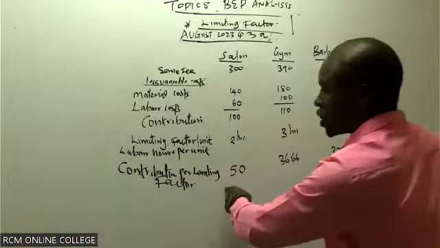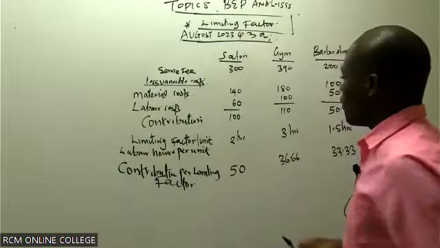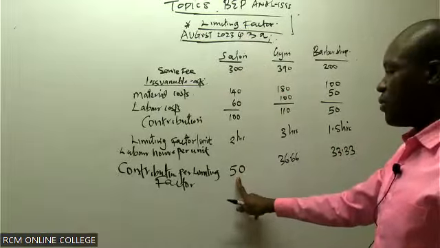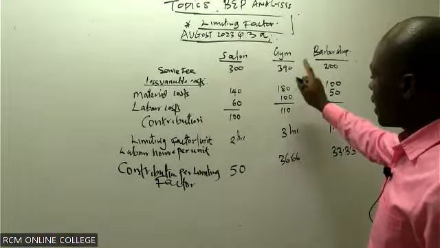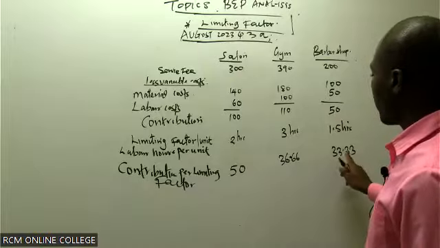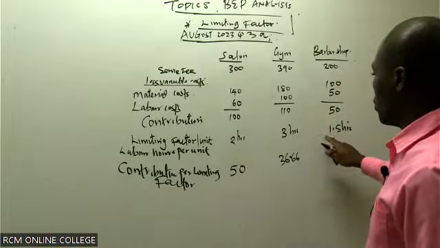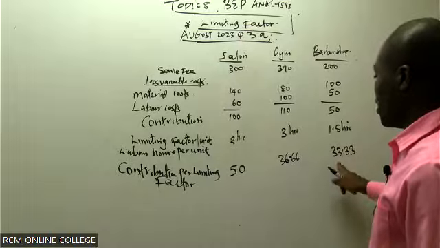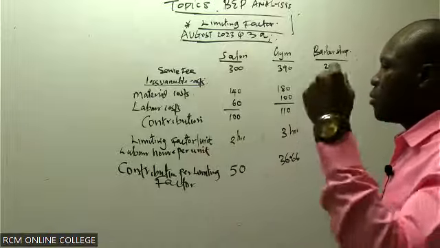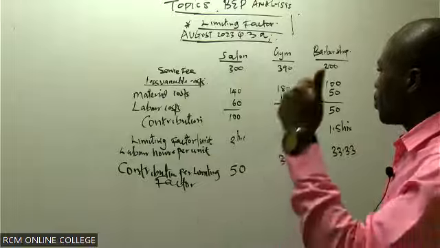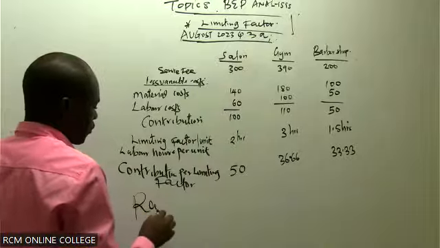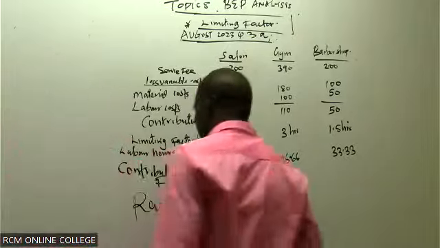So that is the contribution per limiting factor. For every 1 hour I'm going to use under salon, I will be getting 50 shillings contribution. For every 1 hour under gym, I'm going to get 36.66. For every 1 hour I'm going to spend under barber shop, I'm going to get a contribution of 33.33. The higher the contribution, the better for the company, or the more profitable the product or department is. So let's now do the ranking.